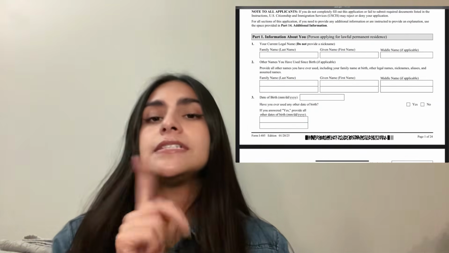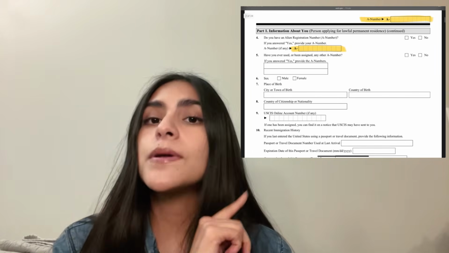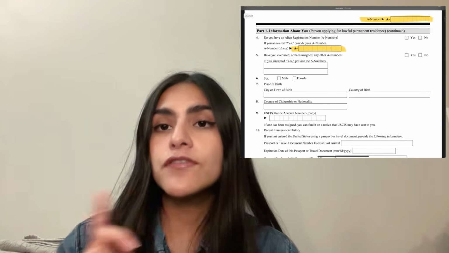So part 1 asks about your name, date of birth, alien number. And for this number, if you have ever had an EAD card, you can find that number there, or you might have been assigned one when you received your I-140 approval notice, so you can find it at the top of that paper notification. That A number you're going to write on question 4 of part 1, but also on top of every single page of your form.